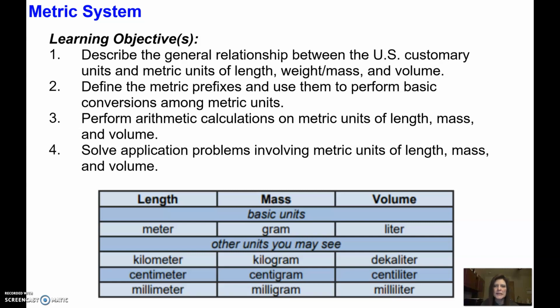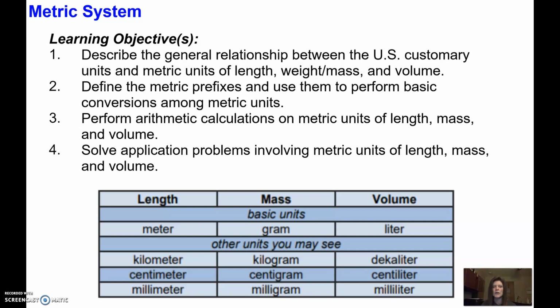Okay, we've spent some time looking at the US weights and measures. Let's take a look now at the metric system. Most of the rest of the world uses this system. If you're taking science classes, you have to know something about this system, so it's a good thing to be at least somewhat familiar with.